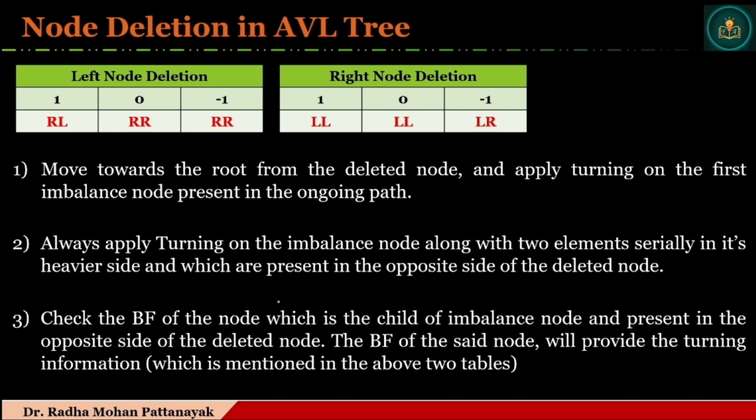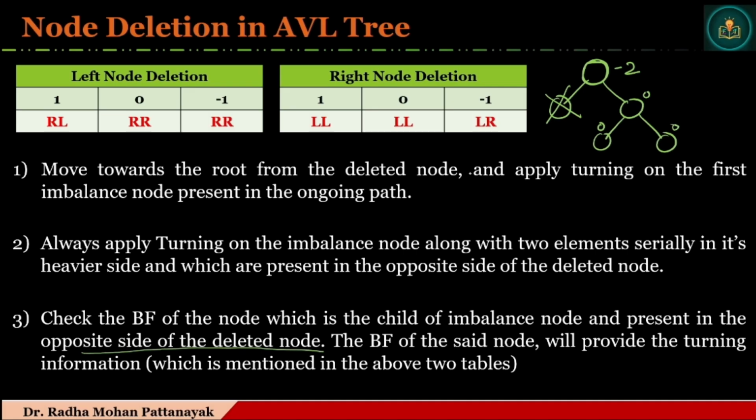Now what is the third rule? Third rule is check the balance factor of the node which is the child of imbalance node and present in the opposite side of the deleted node. You have deleted this node. So after deletion of this node, the balance factor of this node will become -2, right? And this will become 0, this will become 0, this will become 0.